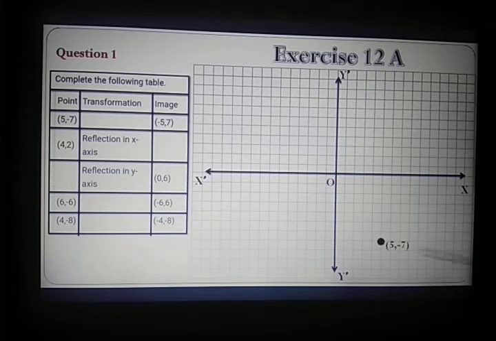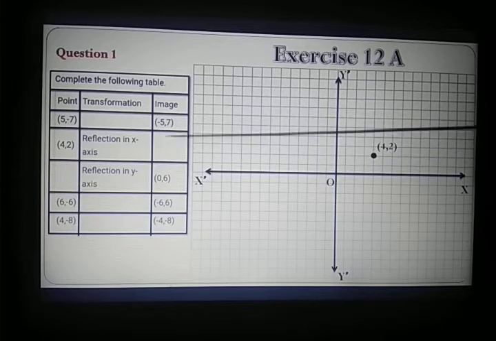So let us try to understand. This is (5, -7) and this is (-5, 7). Since both of them lie exactly in the opposite direction diagonally, that's why the reflection is through the origin. Now in the next case (4, 2) is given, so let me plot (4, 2) and the reflection in the x-axis, that is, the x-axis is your mirror, so obviously your image will be somewhere over here. As I said, whenever you are reflecting through the x-axis, your x value won't change, only y will change its sign, so your answer will be (4, -2).